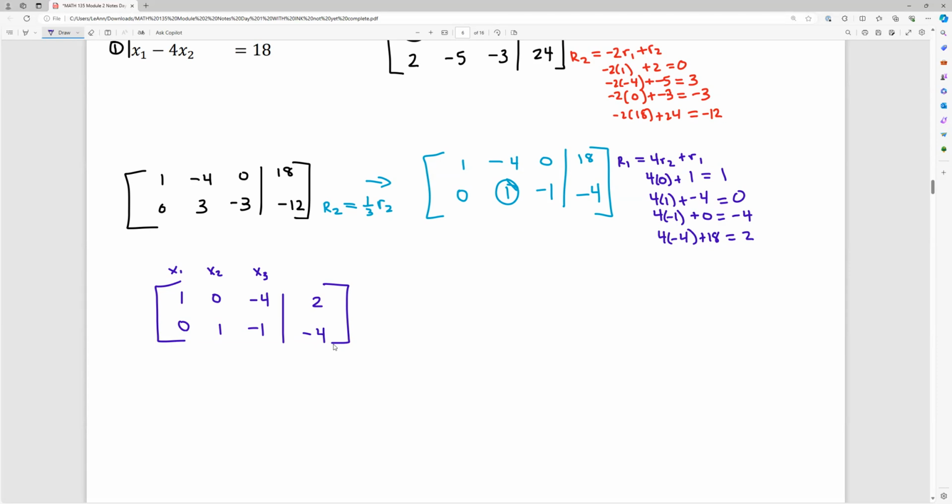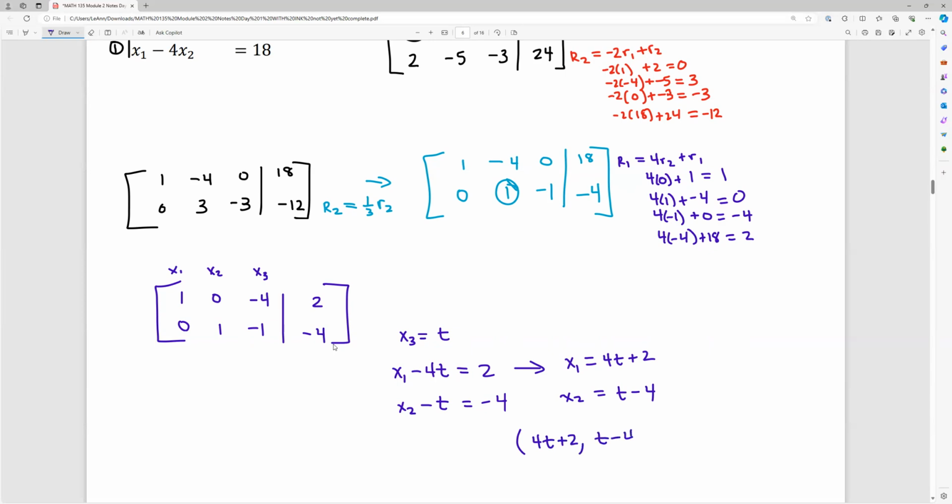So you think of this as x3 again is going to be t. So x1 minus 4t equals 2, because you're reading this like an equation and this is your equal sign. x2 minus 1t equals negative 4. If we translate those by solving them for the variable, x1 will be 4t plus 2. x2 is going to be t minus 4 because you're adding the t over. So my actual ordered triplet would be symbolically 4t plus 2, t minus 4, and t. So again, that's for any real number t.